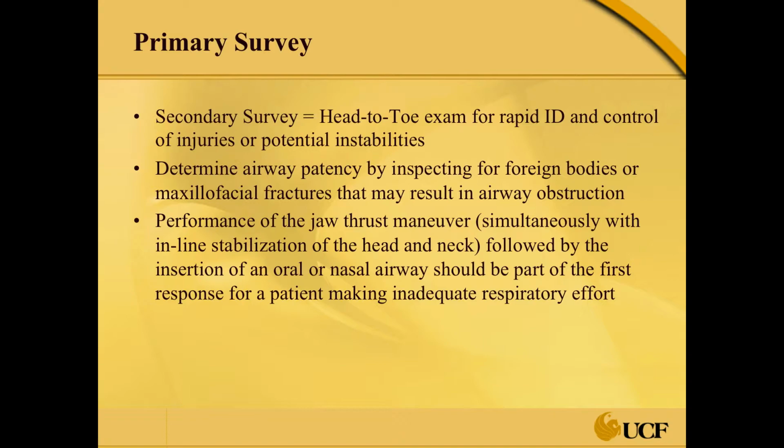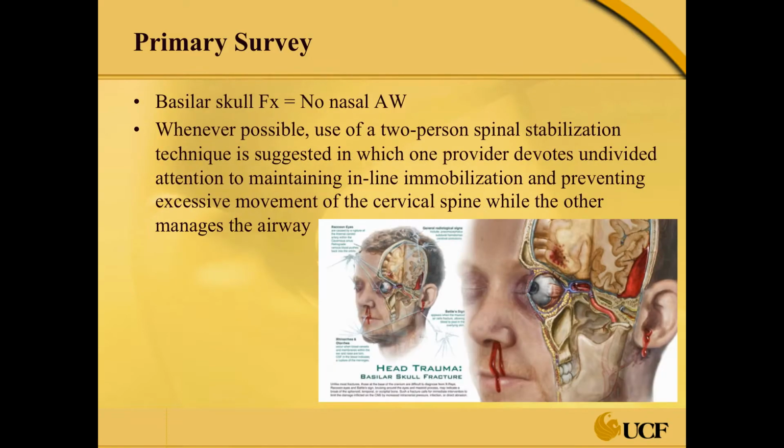So performance of the jaw thrust maneuver simultaneously in line with stabilization of the head and neck, followed by the insertion of an oral or nasal airway, which means, by the way, you need a partner to help you, should be part of the first response. So if the patient's not making an adequate respiratory effort and they're struggling, we don't screw around, we tube them right away. In a trauma situation, the last thing you want to do is wait and the patient end up needing a tube way too late.